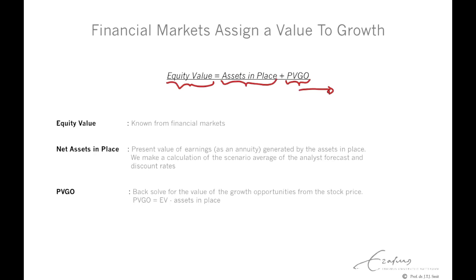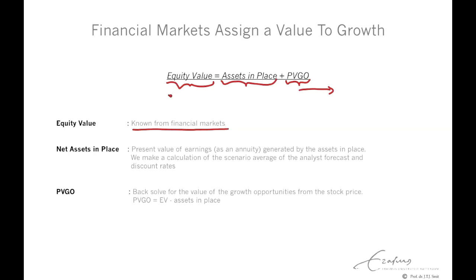First, we look at the equity value. The equity value is known from financial markets. So we multiply the stock price times the number of outstanding shares, and we have the total equity value of a company. Second, we have to estimate the earnings capacity of the assets in place. The present value is mostly estimated as an annuity generated by the historic investments of the company, and in this way we can make a discounted cash flow analysis of all the assets that are currently there.